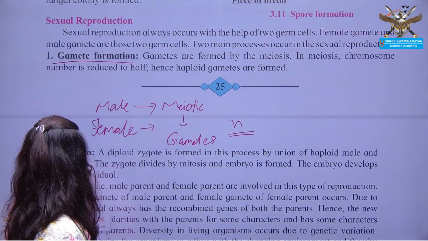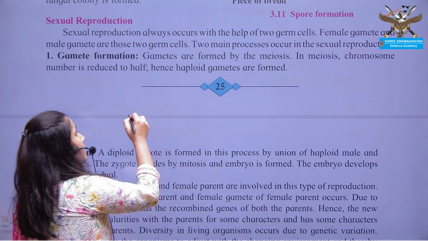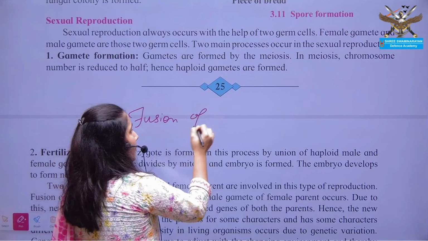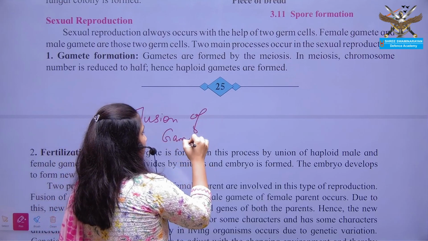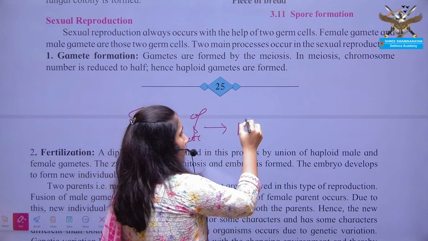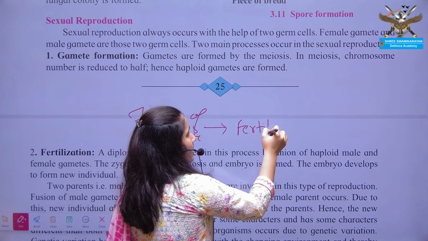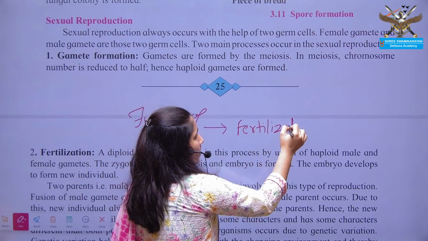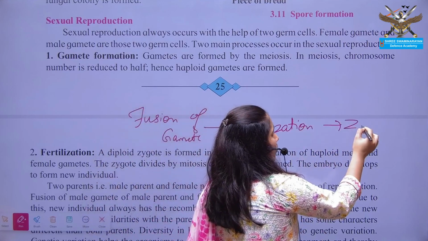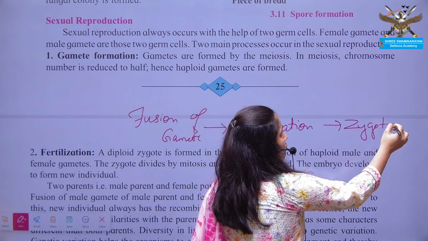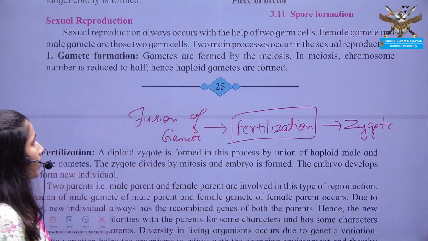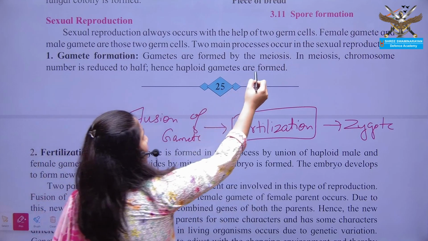So when the fusion of these gametes occurs, this fusion of gametes is known as fertilization. There is a specific term for the fusion of these gametes. Whatever first cell is formed is known as the zygote, and the process of fusion is known as fertilization.